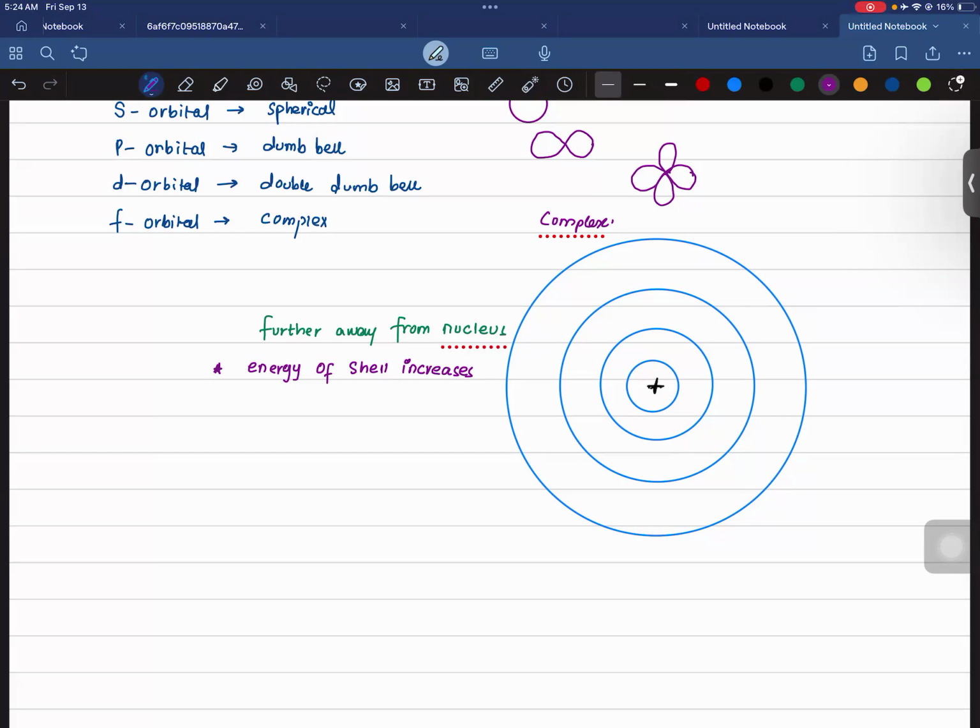As we go further away from the nucleus, the first thing is that the energy of the shell increases. Number two, the size of the shell increases.